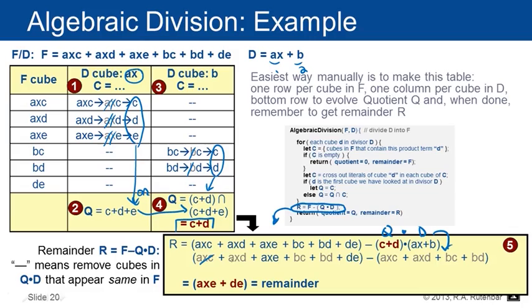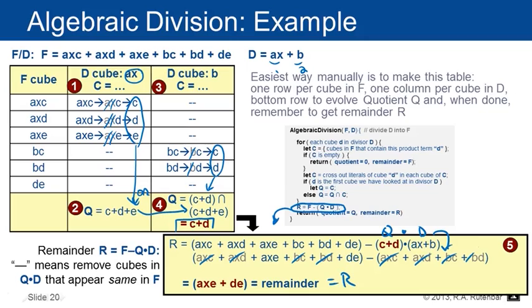AXC goes away, AXD goes away, BC goes away, and BD goes away. So I started with AXC plus AXD plus AXE plus BC plus BD plus DE. When I multiplied C plus D times AX plus B, I got AXC plus AXD plus BC plus BD. When I remove the similar cubes, I'm going to be left with just AX plus DE, and that's the remainder. So that's R. And so this is it.